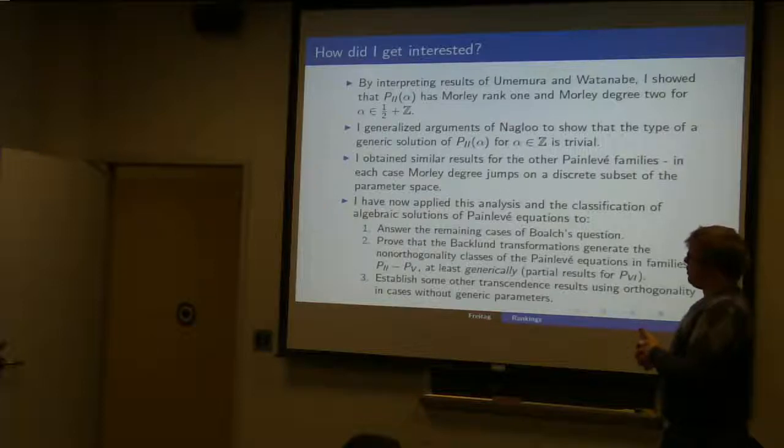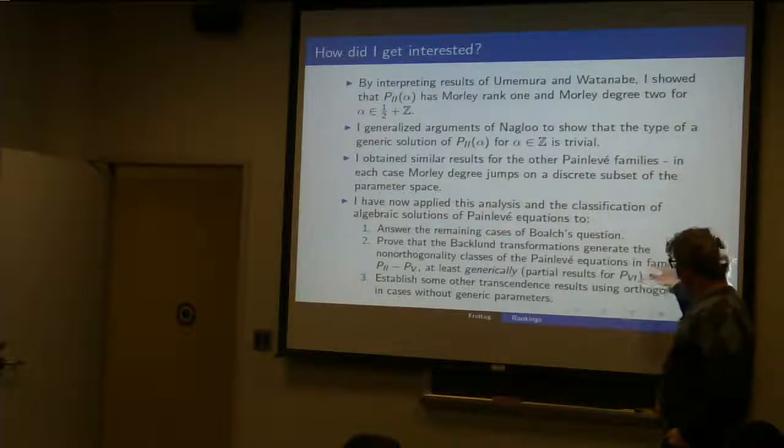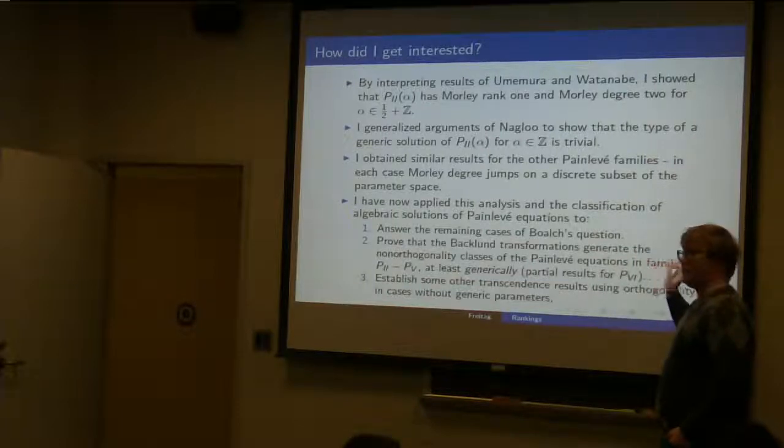So here's what we'll do. We'll answer the remaining cases of Bolch's question. And we'll prove that the Backlund transformations determine the non-orthogonality classes of Painlevé 2 equations, at least generically. I'll explain precisely what I mean by at least generically in the coming slides. It's somewhat subtle, but the proof, I think, is interesting.